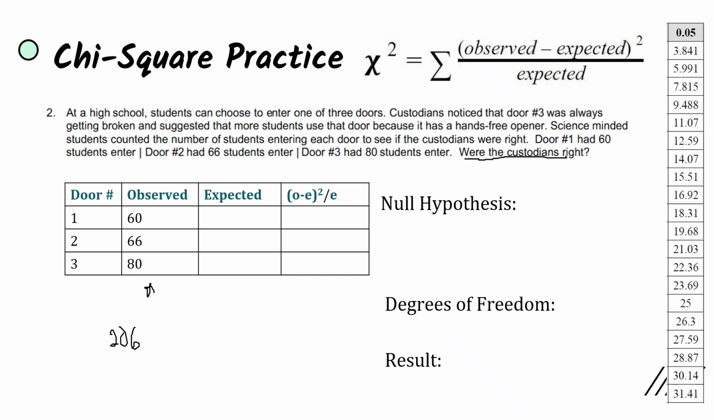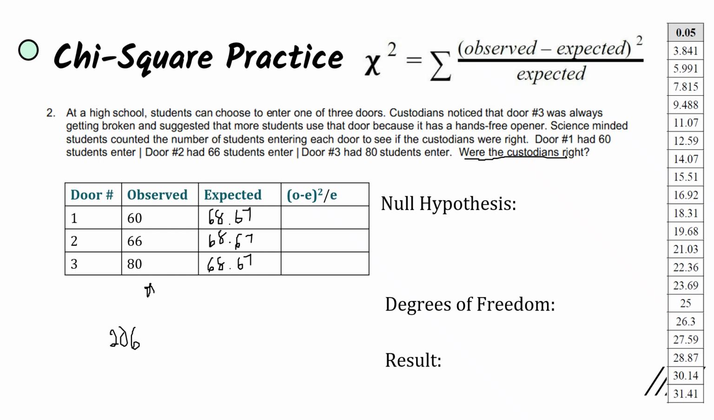statistically, if these are 3 equal options, then an equal number of students would go through each door. And if you divide 206 by 3, you get 68.67 students. So this would be our expected value, where an equal number of students go through each door. And yes, it does seem like more students are entering through door 3, 80 rather than 68.67. But using a chi-square test, we can see if the difference between the two is far enough.